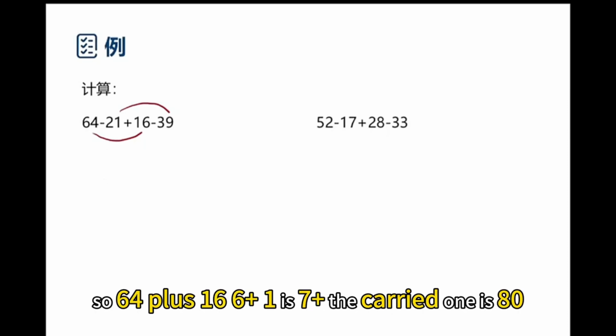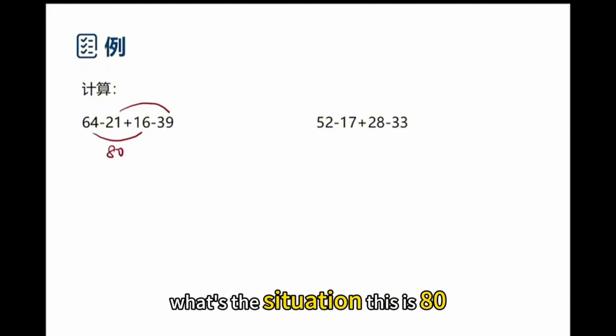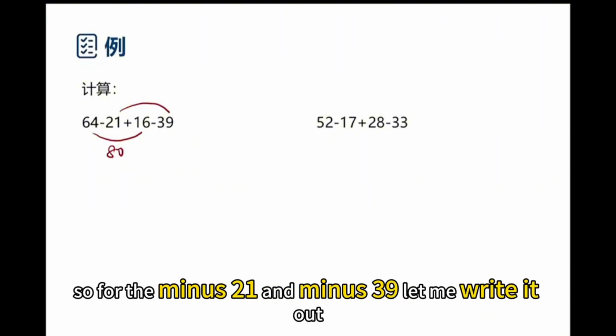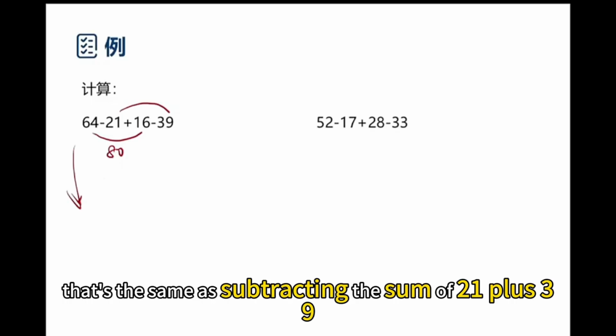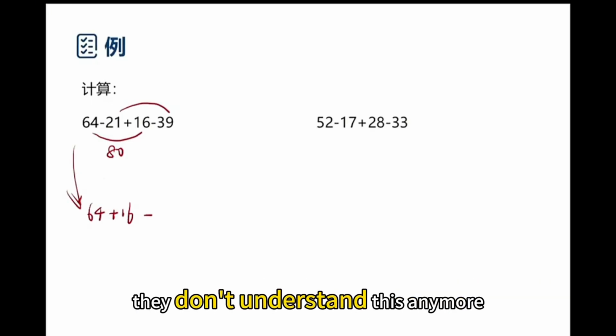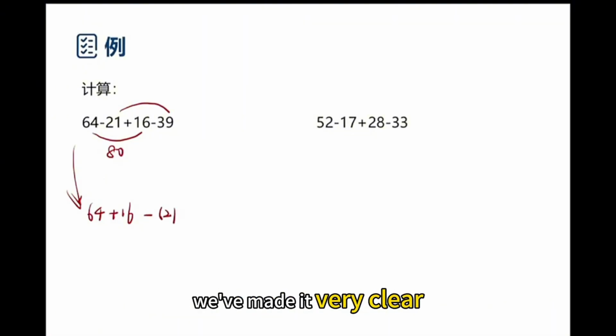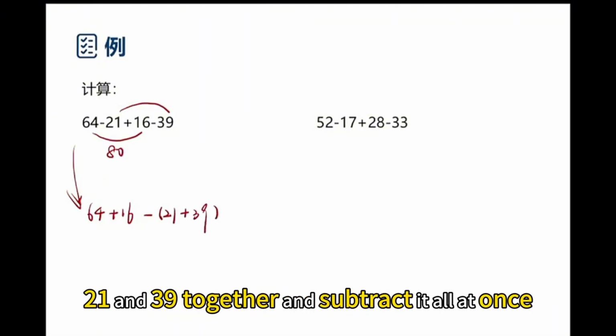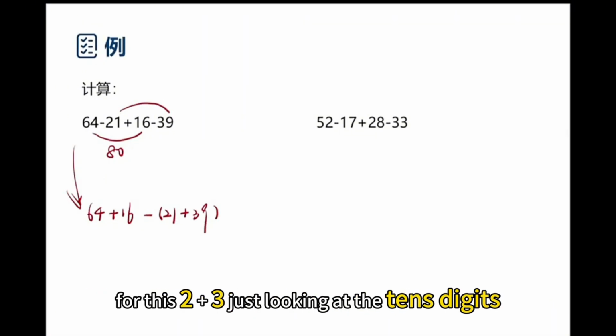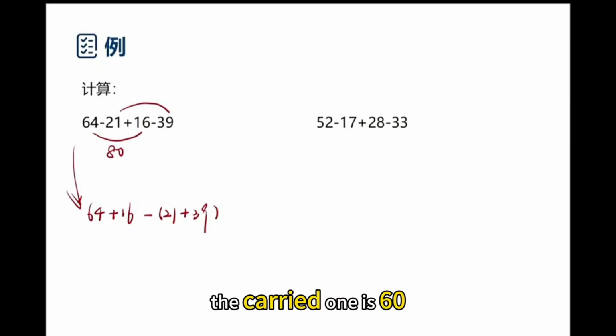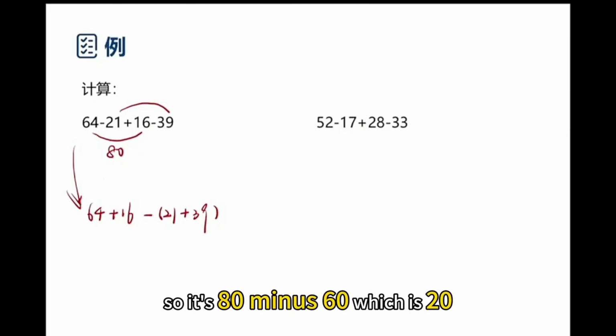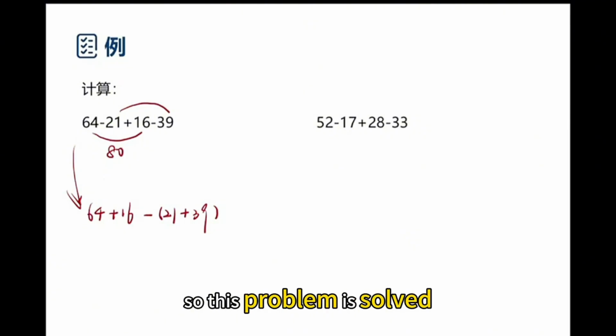So 64 plus 16, 6 plus 1 is 7, plus the carried 1 is 80. This is 80. So for the minus 21 and minus 39, let me write it out. That's the same as subtracting the sum of 21 plus 39. I don't want to hear anyone say they don't understand this anymore. We've made it very clear. So just add this 21 and 39 together and subtract it all at once. For this 2 plus 3, just looking at the tens digits, is 5, plus the carried 1 is 60, right? So it's 80 minus 60, which is 20. So this problem is solved.